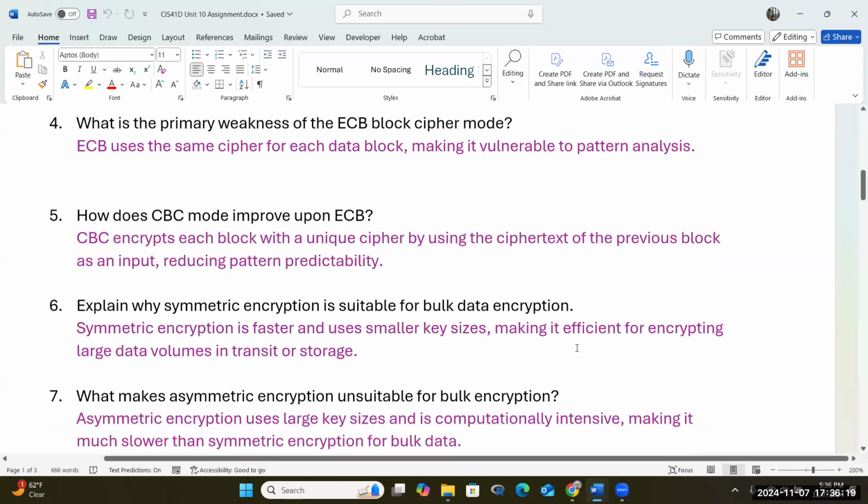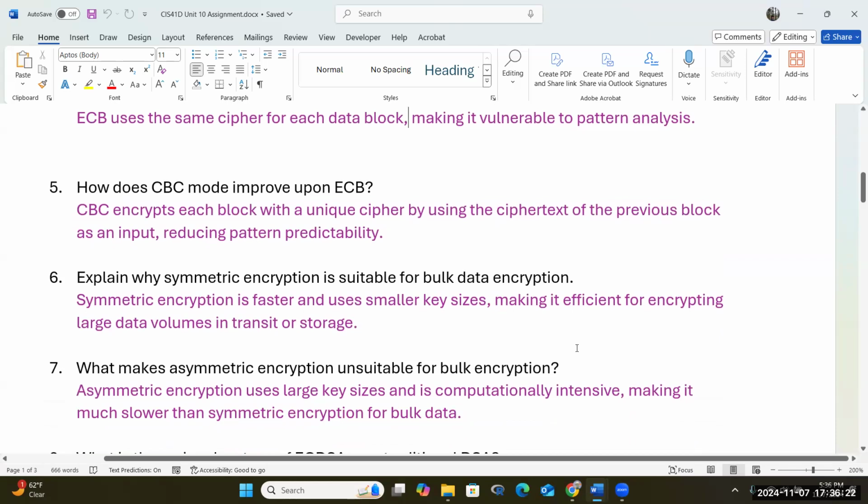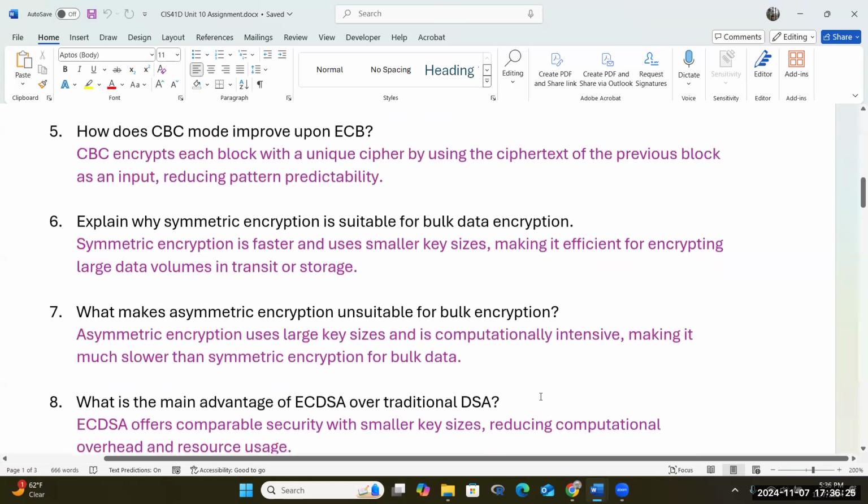Compare that to asymmetric. It uses larger key sizes for sure. Ultimately, you have 2 keys, the public and the private key, and your key length is much larger. That means that it requires more processing power, more resources, RAM, and storage. It would then be slower if you compare symmetric to asymmetric. So it is not suitable for bulk data processing.